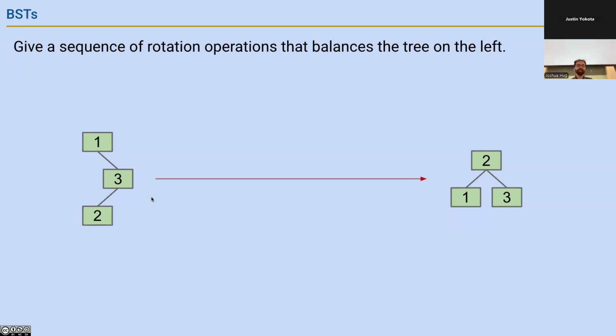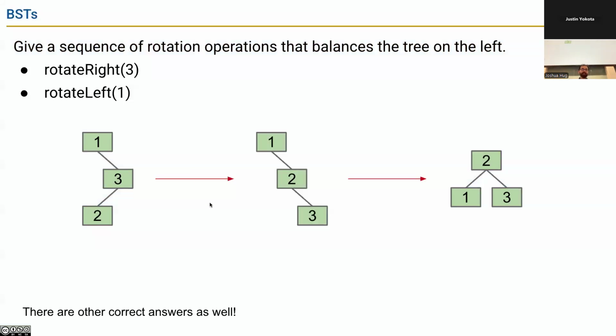Okay, I'm going to spoil this one. So one thing we can do is rotate 3 to the right. So if we rotate 3 to the right, its left child is now its parent. That's the idea. So 3 comes down and 2 is its new parent. And then we can rotate 1 to the left, meaning 2 is its new parent. There's other correct answers as well, but that's one way to do it.